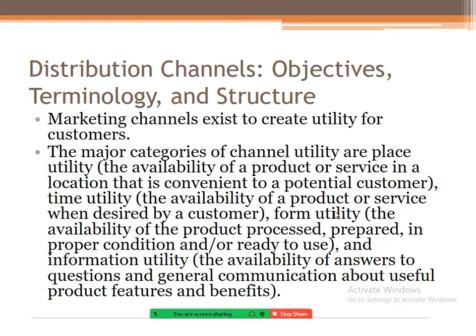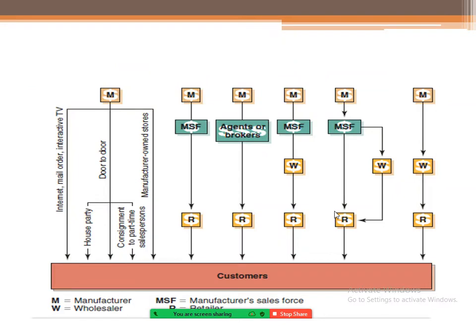So we'll have a look at one diagram. You must have studied this diagram before. That is marketing channel alternatives for consumer products. This is the simple diagram with manufacturers at the top. M stands for manufacturers. Now we have to distribute the entire thing to the end customers. M stands for manufacturer, W stands for wholesaler, R stands for retailers, and MSF, that is manufacturer's own sales force.